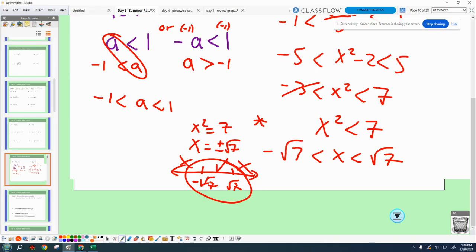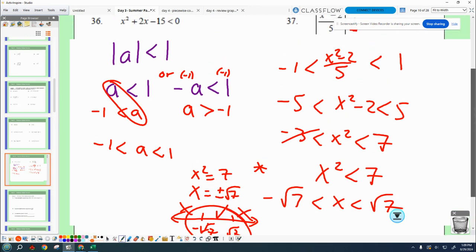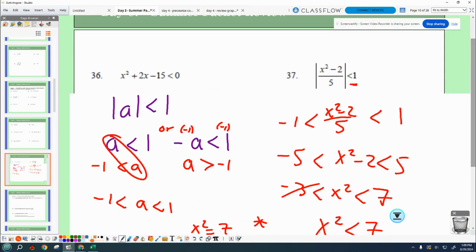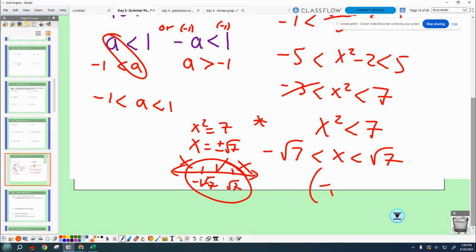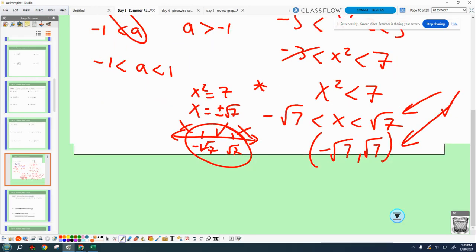Do I want closed brackets or open? Do I include the endpoints or not? No, because it was not an equal sign there. Someone just asked, do you want the answer like this or do you want the answer like that? AP accepts either one. I prefer interval notation down there, but they're both right, I will take both.